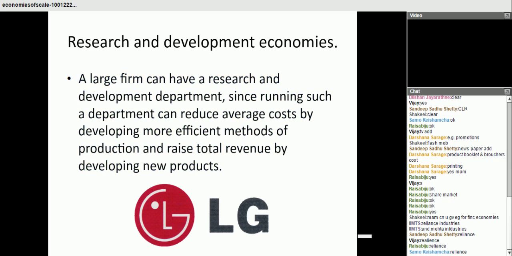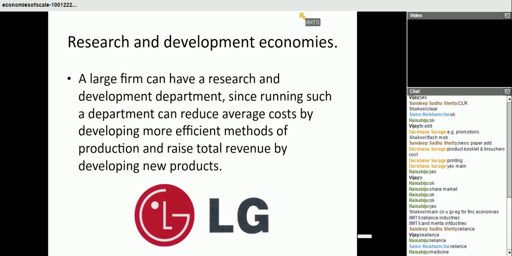Then research and development. Suppose we grow big in size as a business, as a firm, then we may be able to set up a separate research and development department for our company. Now all the big companies have an R&D cell. R&D cell is research and development cell. So that R&D cell is able to give appropriate results. Yes, medicine is one example, the medicine industry.